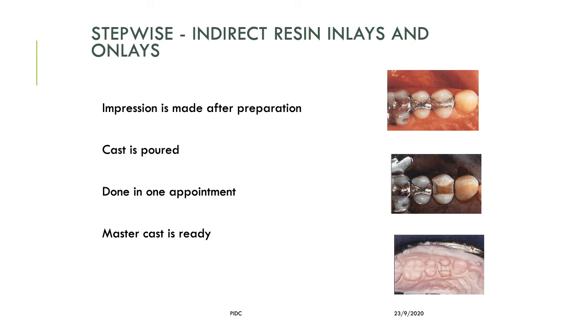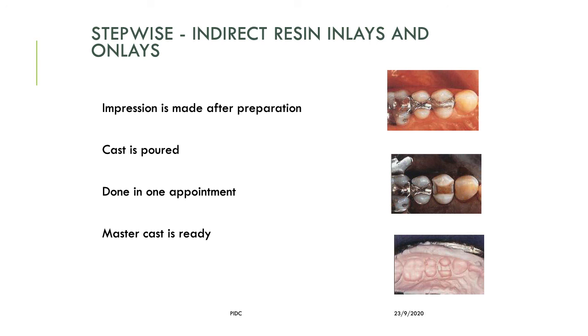Then parallelism should be there for the preparation. At least a small taper should be given, occlusal taper should be given. If there is any undercut, that has to be blocked with a glass ionomer cement. Once it is done, impression is made, and cast is poured. That is the first appointment.